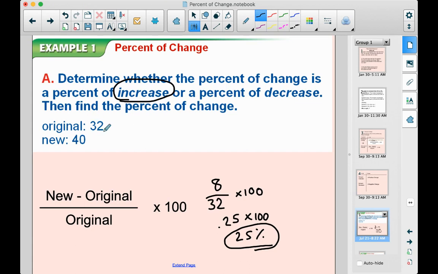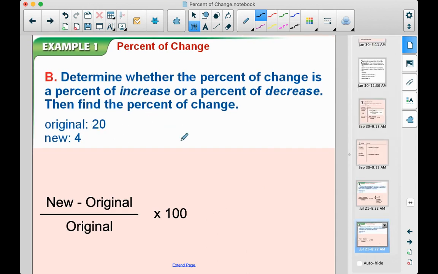Okay, some people might recognize 25 as percent as 1/4. And notice that, well, 32 is 4 times bigger than 8. So this is 1/4 of this number. So it increased by 1/4 or 25%.